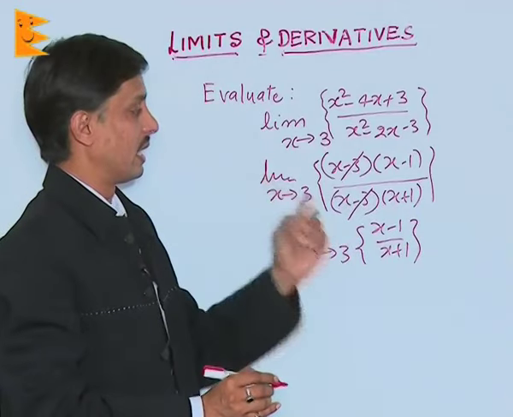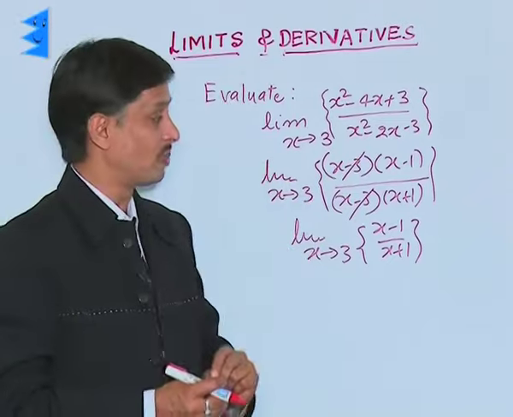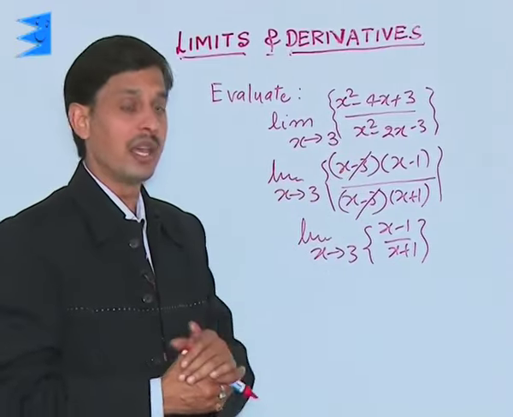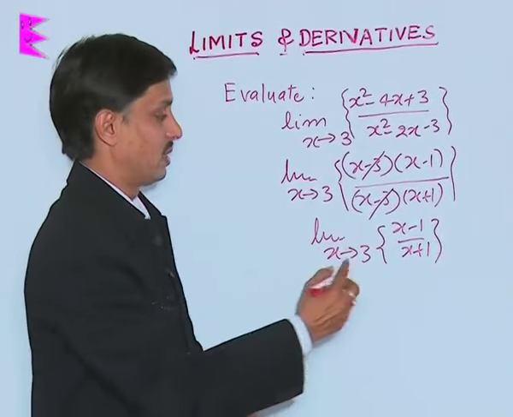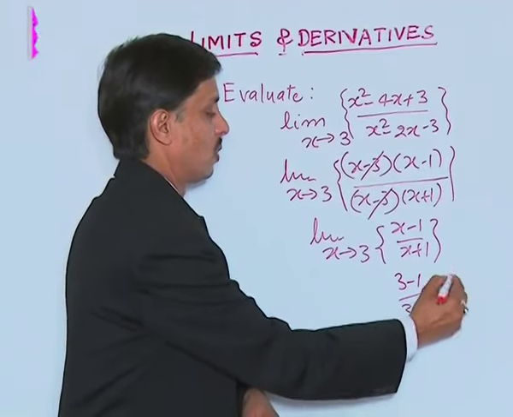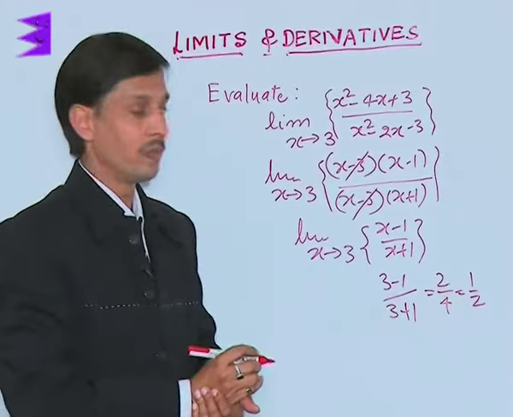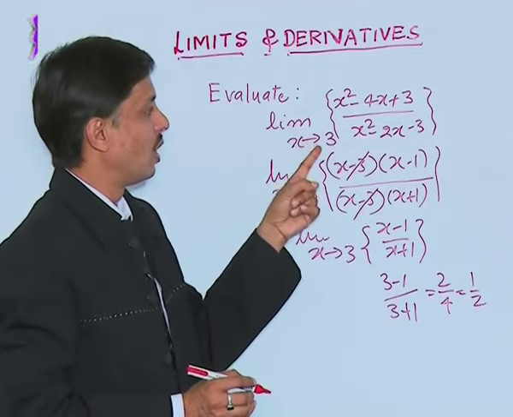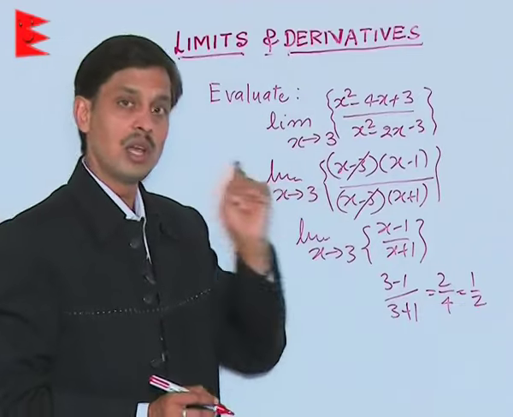Now after cancelling that term, particularly because the question was coming in the indeterminate form, we will now put the value of x as 3. So this becomes (3 minus 1) upon (3 plus 1), 2 upon 4, which becomes 1 by 2. So the limit value of the function at x tending to 3 is half.